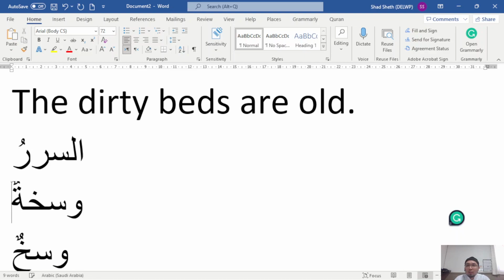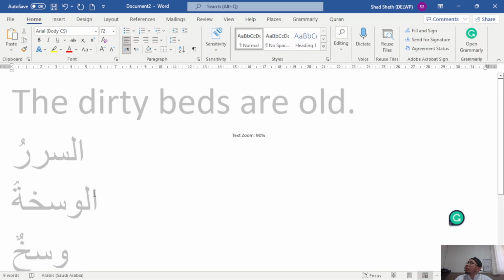No. How to add to the... struggling with the Arabic. And start again. Delete. Al-wasi. So si kha. Where's kha? Kha? Tun. Al-wasikatu. Because alif lam, so we can put the.